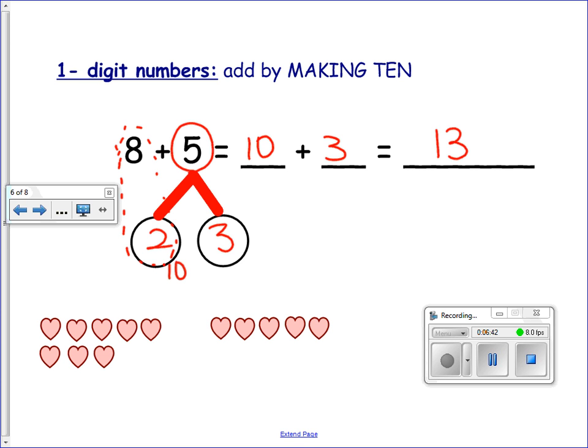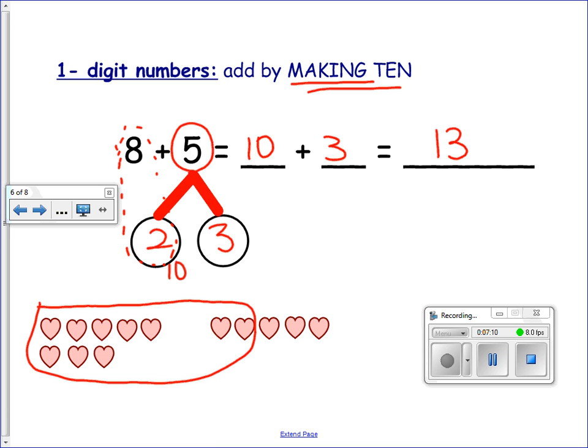Now, if the cherry diagrams and the numbers are hard to fill out because we're unsure of our complements of 10 and we haven't mastered them yet, we can always draw a picture. So below I have 8 hearts and 5 hearts. So I'm going to add by making 10. So here I go. 8. I'm going to borrow some numbers from the 5. 9, 10. So again, I grouped 10.